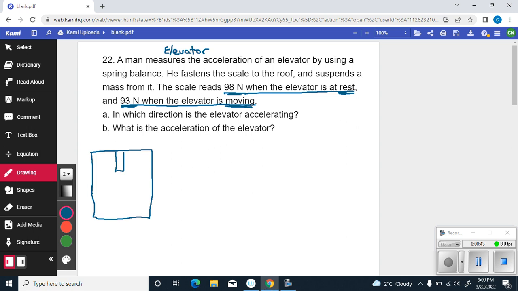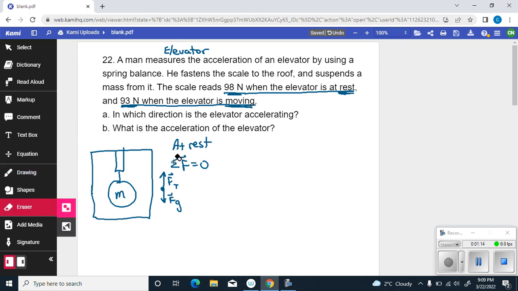And I have a scale, and from my scale is hanging my mass. So when it's at rest, I know at rest means the sum of my forces is 0. So in here, I need a free body diagram. I'll stick it here. I know I have a force up, let's call it tension, and I know I have a force of gravity down.